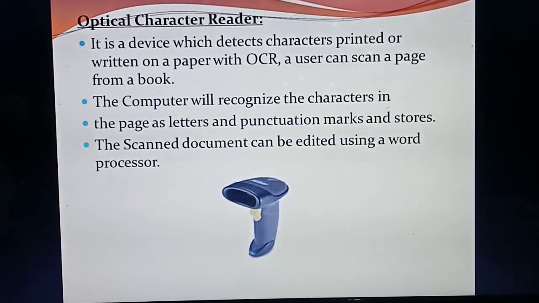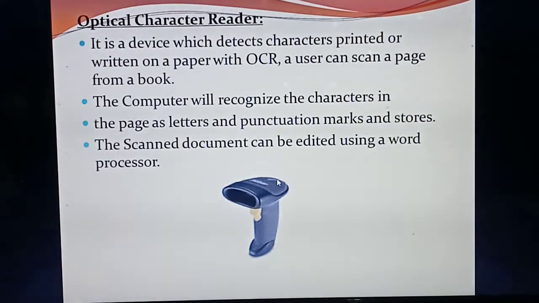So the next one is the optical character reader. Short form is OCR. So this is the image of the OCR. This also you might have seen in films or in supermarkets or big malls. Have you seen? They have this reader; each and every element or everything has some barcode, and using this one you can read it. So what do you mean by OCR? Optical character reader. This device is mainly used to detect the characters printed on paper.